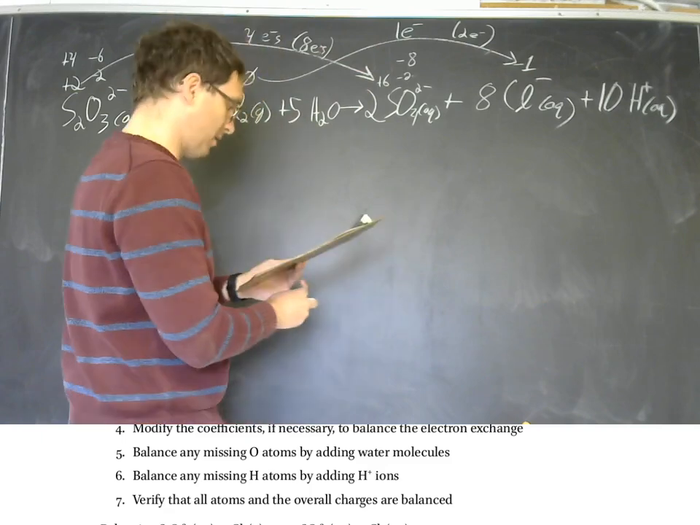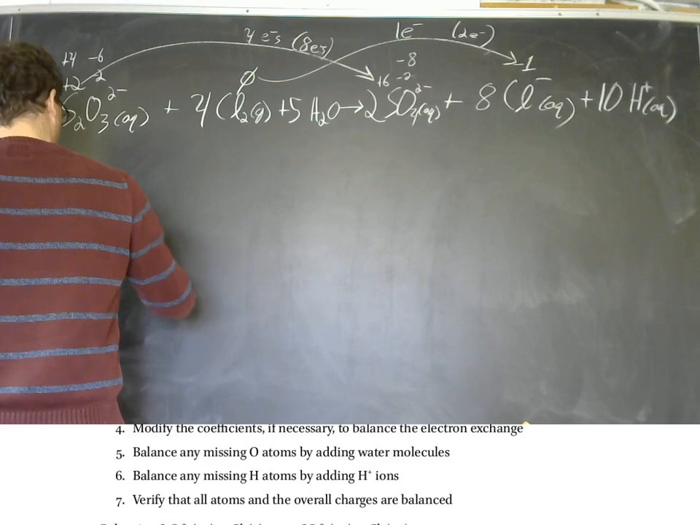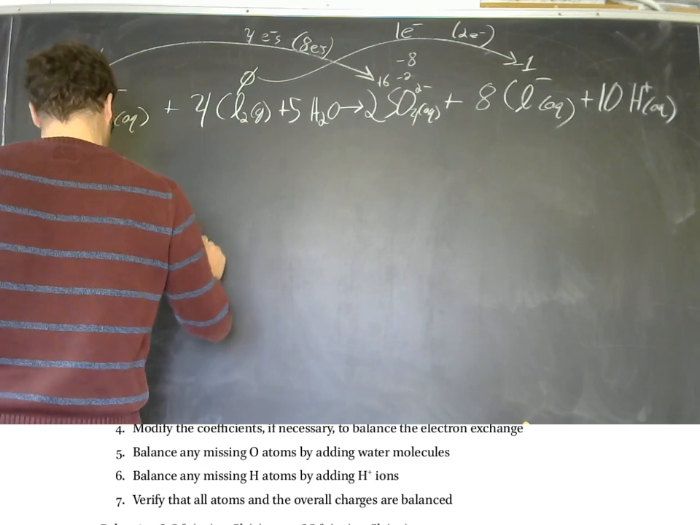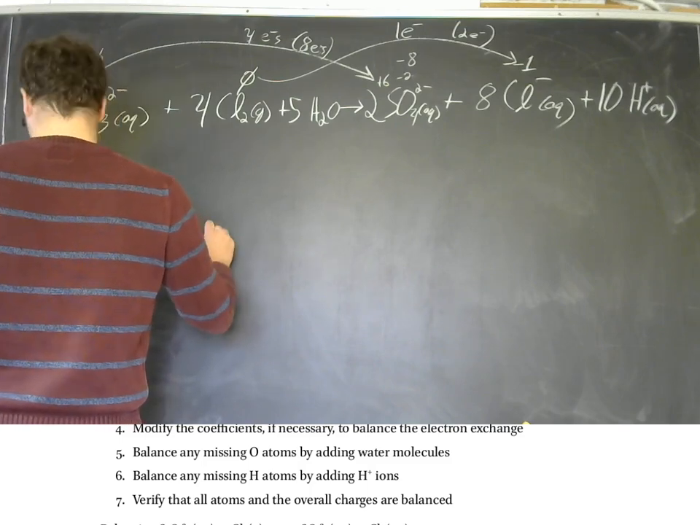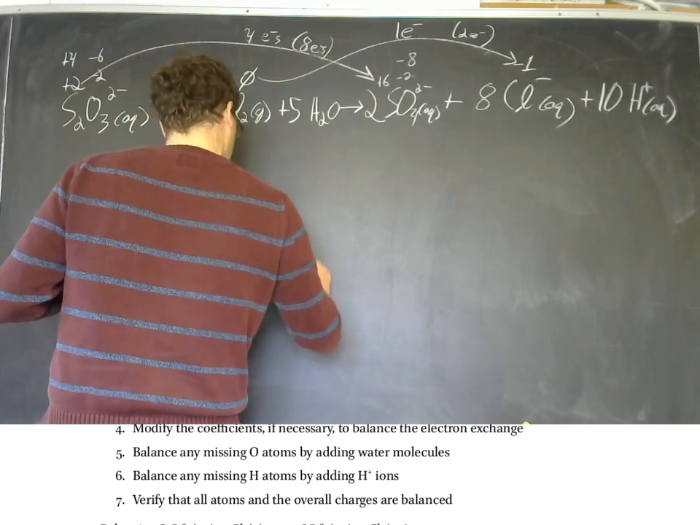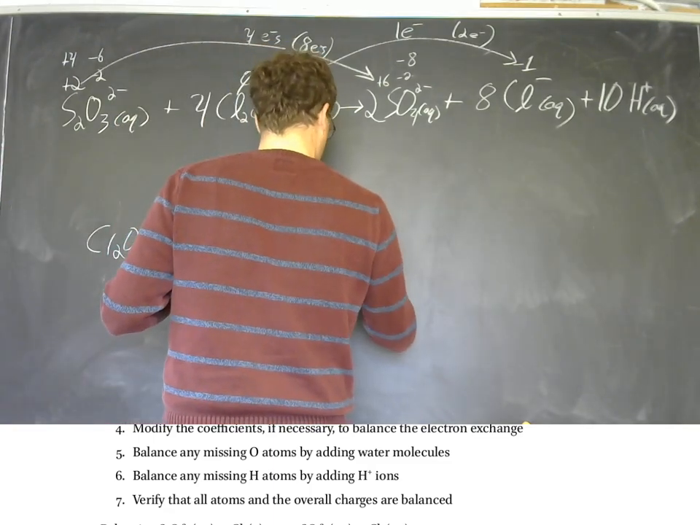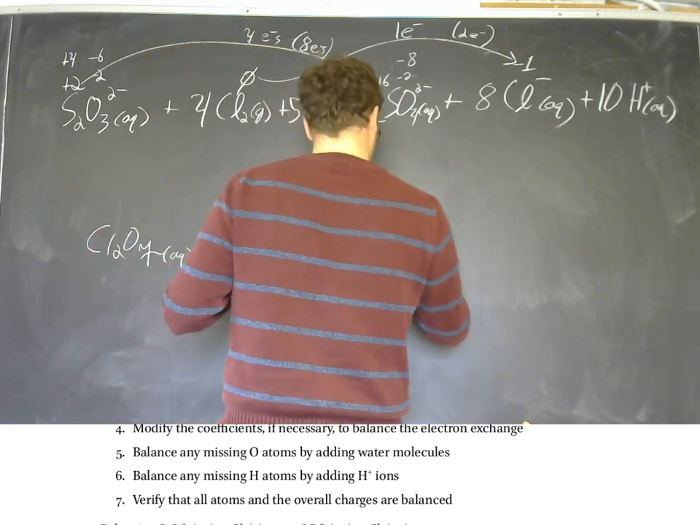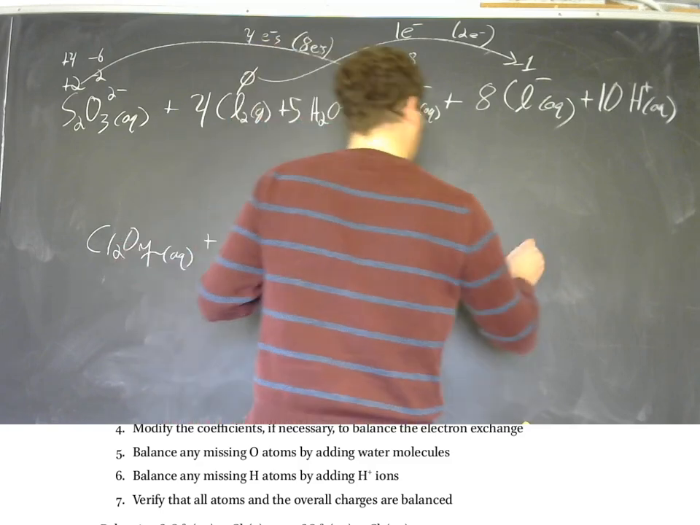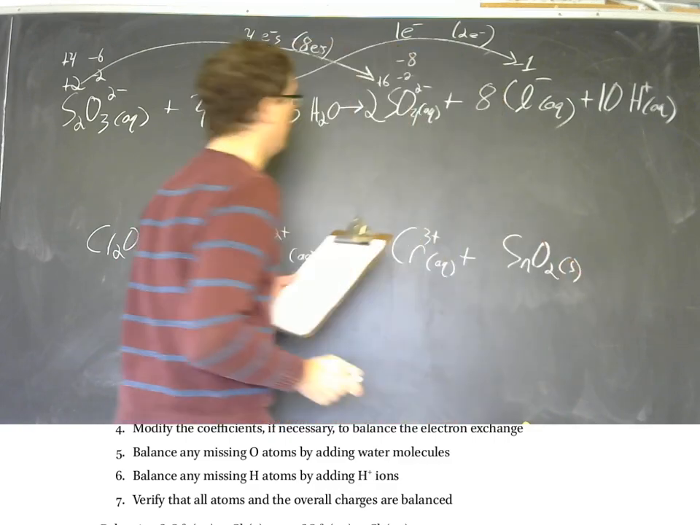So let's look at another one. Let's do Cr2O7 2- aqueous plus Sn2+ aqueous, and that's going to form Cr3+ aqueous plus SnO2, and that is a solid.